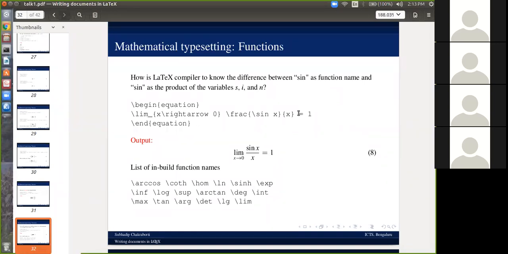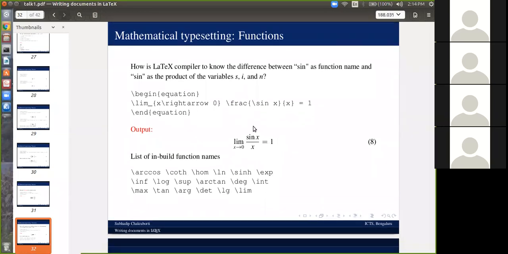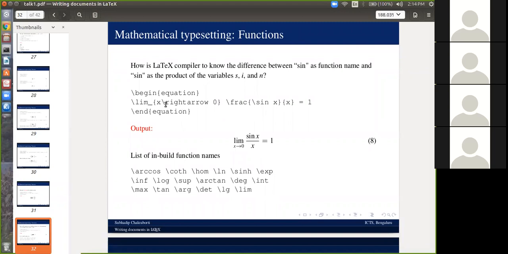Okay. So let me see other comments in the chat box. Okay. So I want to write equation 8. The limit x tends to 0, sin x by x equal to 1. So I need to write x tends to 0, sin x by x equal to 1. That is fine.